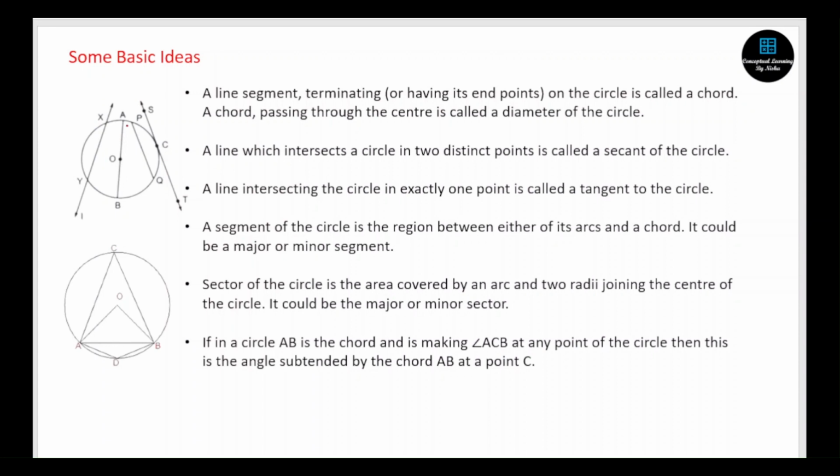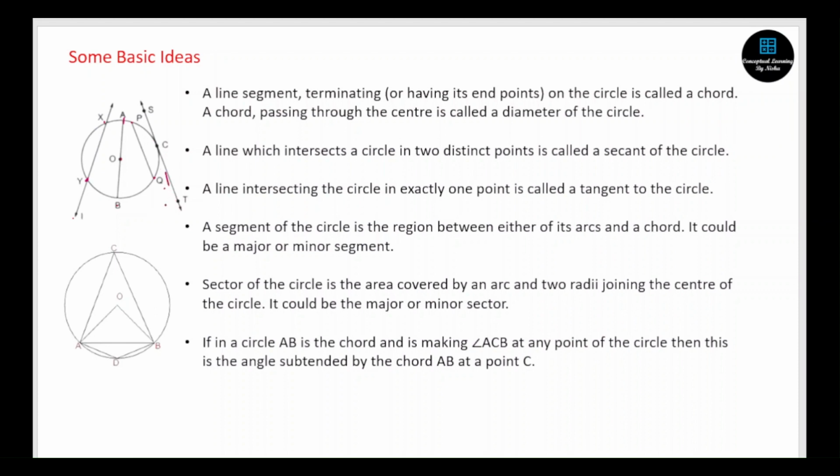Now, a chord is nothing but a line segment joining two points of the circle. So here PQ is the chord. When the chord passes through the center, it is called the diameter. So AP is the diameter. A line containing a chord of a circle is called the secant. Here this line is containing this chord XY, so it is called a secant. A line that touches the circle is called the tangent. So this line is called the tangent of the circle.